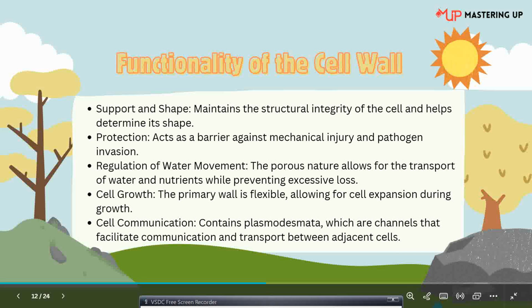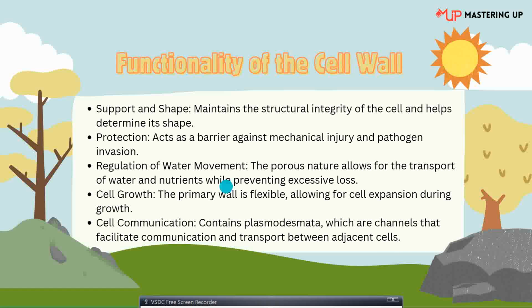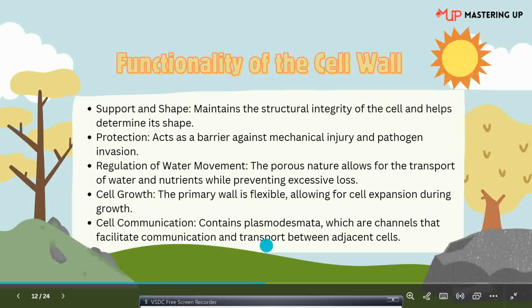Okay, so basically for support and shape, we have the primary and secondary cell wall. Primary cell wall during growth, and secondary cell wall after attaining the whole growth. Then for protection, the cell wall itself, all these parts help in the growth. Now for cell growth, we have primary cell wall majorly, and for cell communication we have the middle lamella. In that middle lamella, there is also the presence of plasmodesmata.